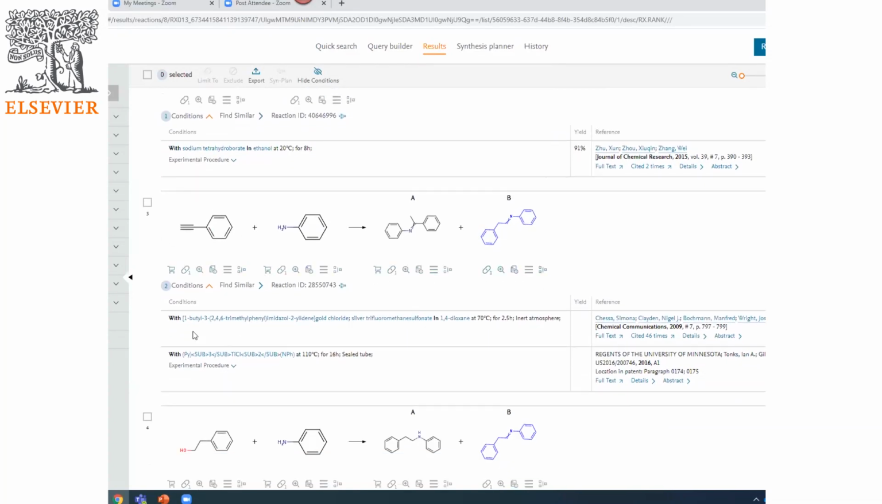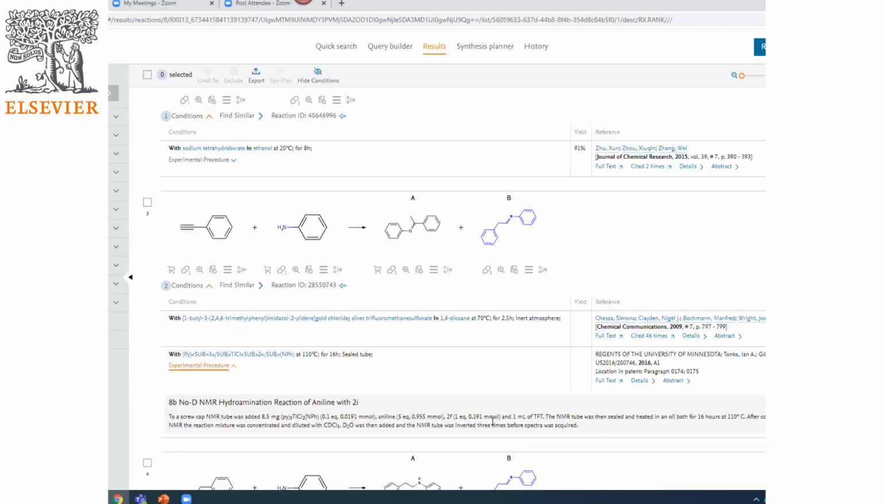this reaction can happen in this condition, 1-butyl-3-methylimidazolium, in silver 3-fluoromethanesulfonate, in the solvent 1,4-dioxane at 70 degrees. I don't think that it's really green. Also, this one goes with another catalyst, and we can check the preparation.